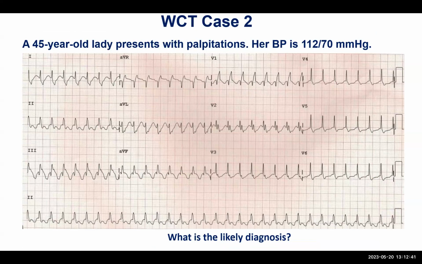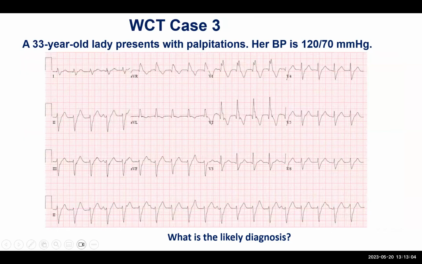What do you think? Is it a VT or not VT? I'll give you a second. Give me what you think the diagnosis is. Okay, I see here supraventricular tachycardia, SVT with aberrancy. Excellent. So the third case is a 33-year-old lady, has palpitations, and blood pressure is stable. And again, what is the likely diagnosis?